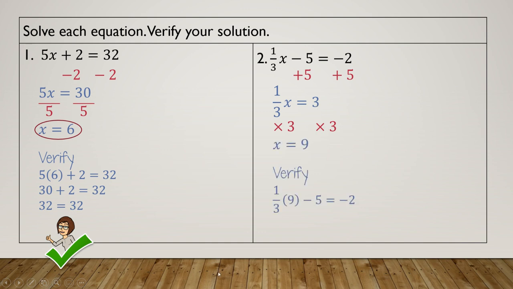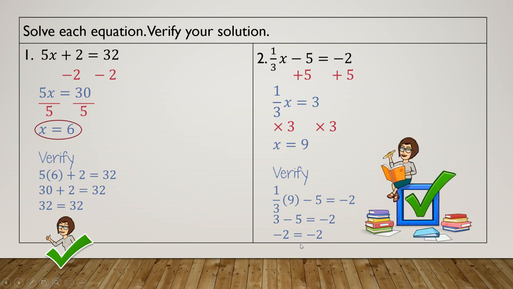Let's verify this solution. 1/3 times 9 would be 3. 3 subtract 5 is -2. So when substituting that number back into x, we get the statement -2 equals -2, which is true. So that does satisfy the equation. So let's go ahead and circle our answer. It checks out.